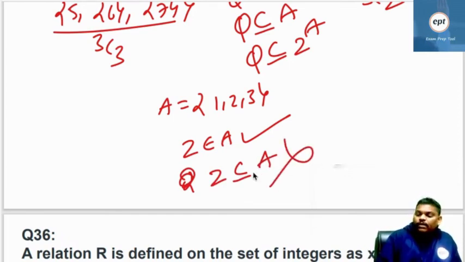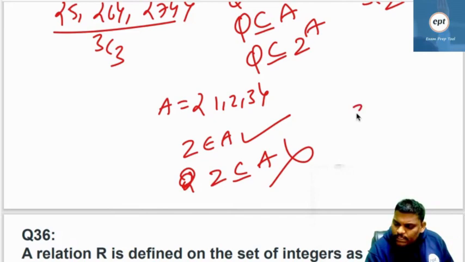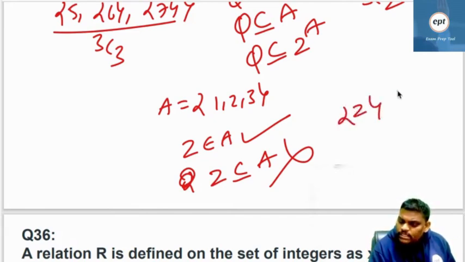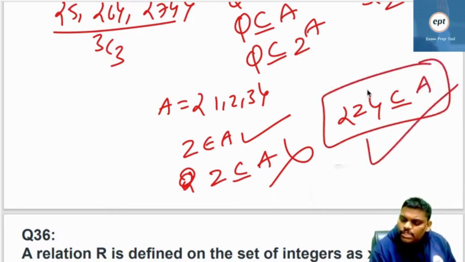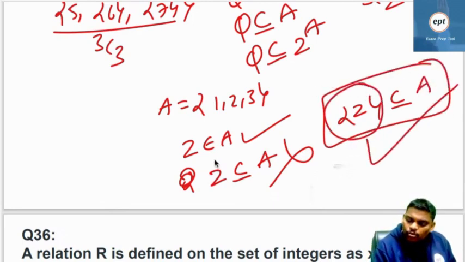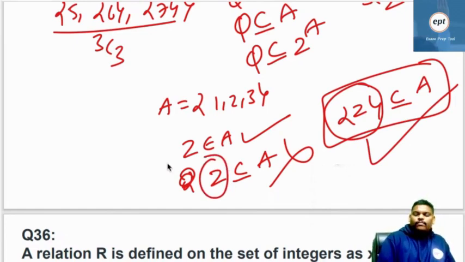When taking one element, you can use belong to. You cannot use subset. If you want to say subset, you can say it like this: {2} is a subset of A. That is true. When you say subset, brackets are required. Here there is no bracket, and that is the reason it is wrong. 2 belongs to A, but 2 is not a subset of A. If you want to say subset, keep brackets.